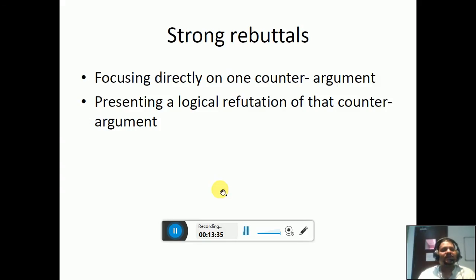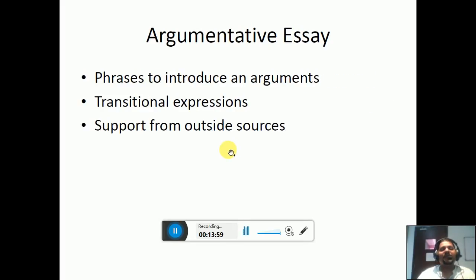Let's move on to the next thing, strong rebuttals. How to have strong rebuttals? Always remember to have a strong rebuttal. Focus directly on one counter argument and present in a logical way, a logical refutation of that counter argument. Okay, let's move on. Remember, there are 3 things when you are writing an argumentative essay. First is, always use phrases to introduce an argument.